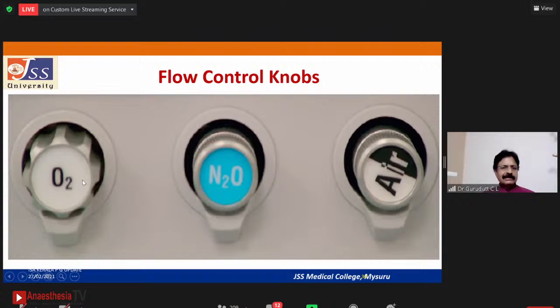One more exam question is that the oxygen flow control knob will be slightly more forward compared to nitrous oxide and air, so it is coming out more. If you want to reach any of the knobs, you can reach the oxygen knob more easily because it protrudes more. So this is another question they'll ask you: why has the oxygen control knob been made to protrude a little more than the nitrous oxide and air flow control knobs?